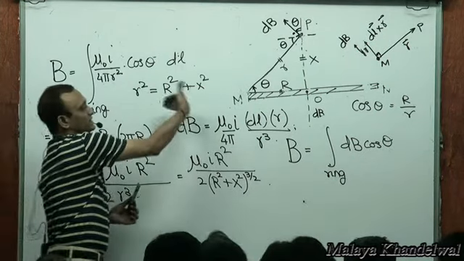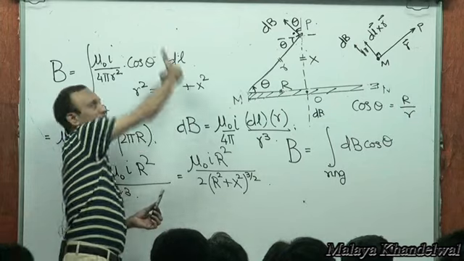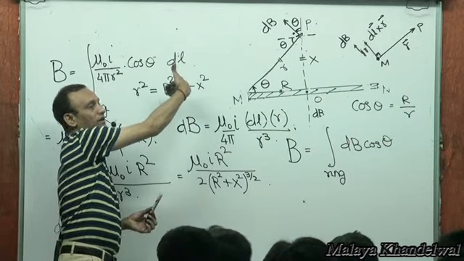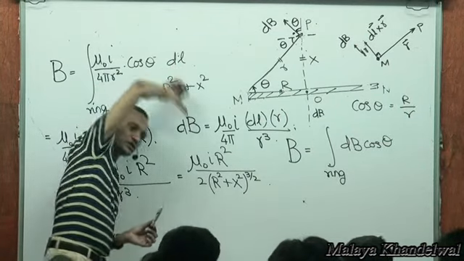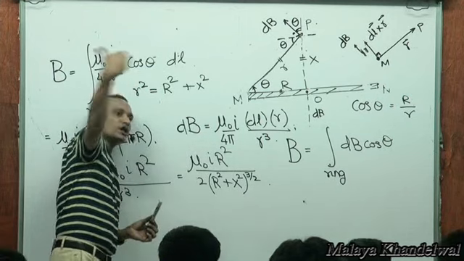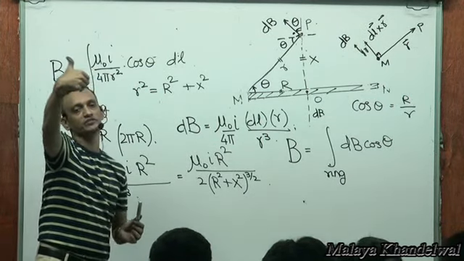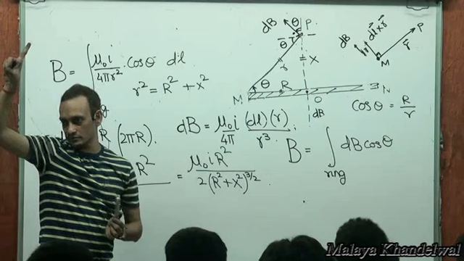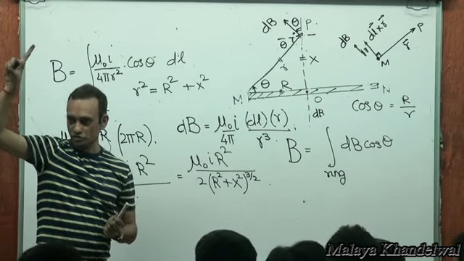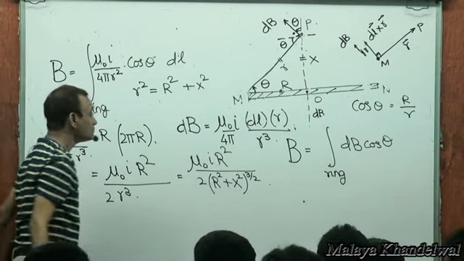If the current was like this, then you would notice the thumb going up. If the current was in the opposite direction, the thumb would point down. Curl your fingers in the sense of the current and observe your thumb using your right hand. That will give you the direction of B. Okay.